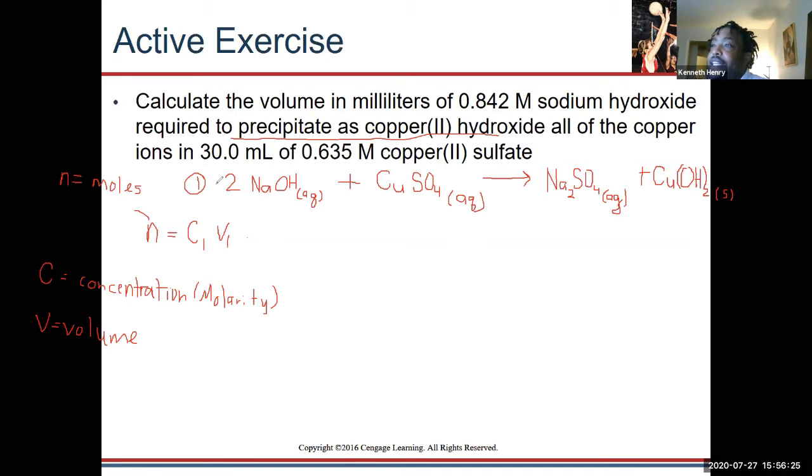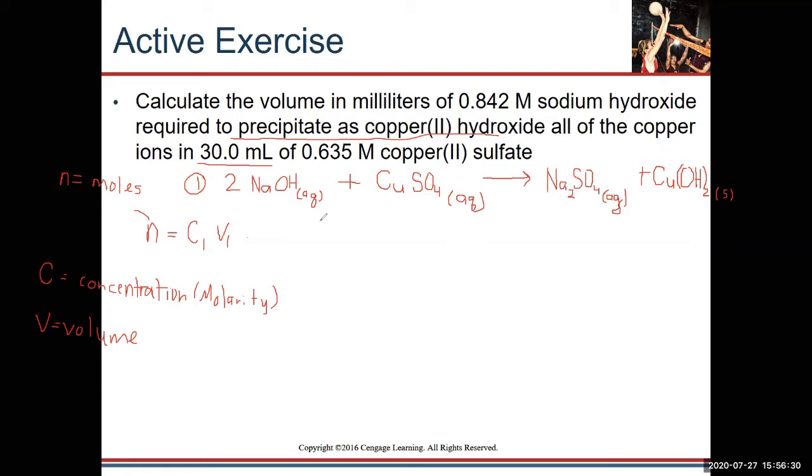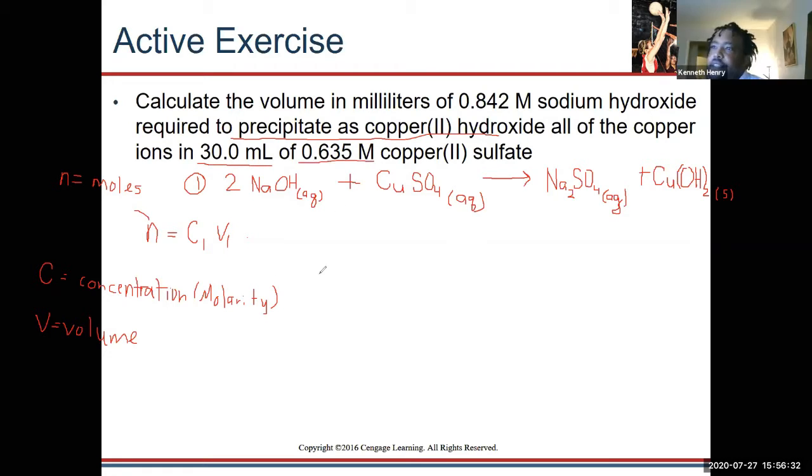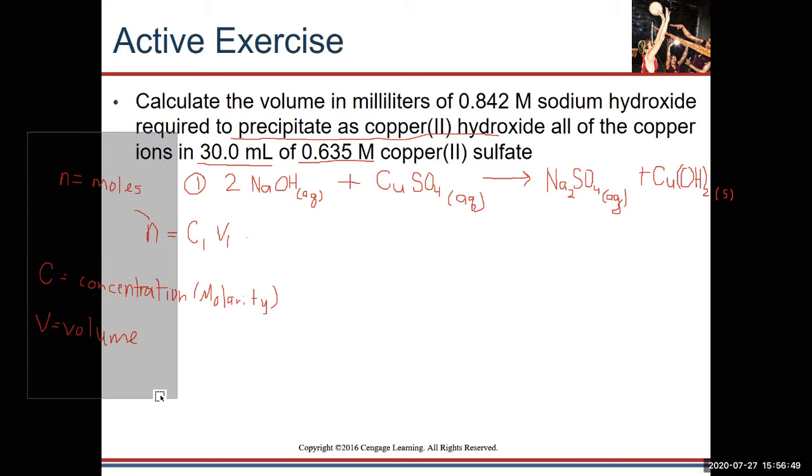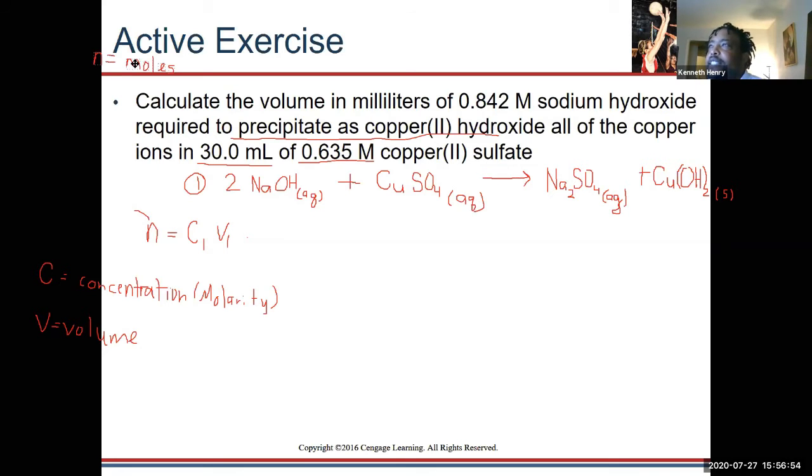Okay, so let's start off with our givens. We have a couple of givens here. So can I slide this over? I'm going to slide this over, we don't want to erase it yet because I want you to remember it. Let's do this. Number of moles. Concentration and volume.